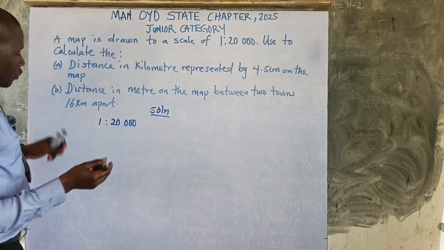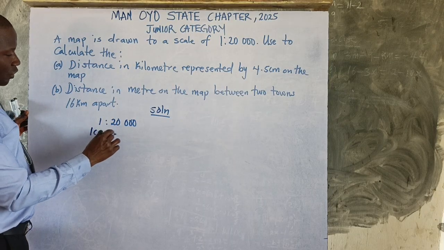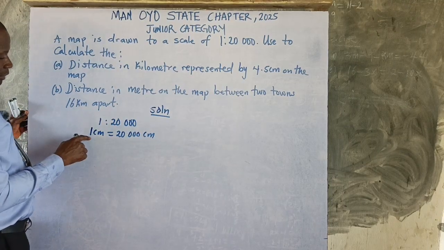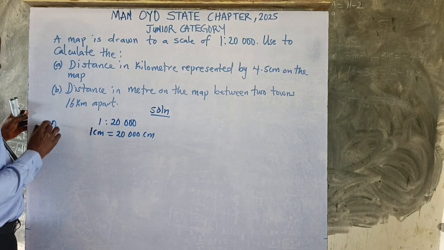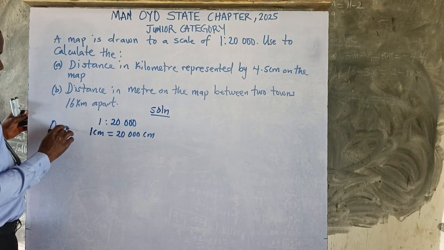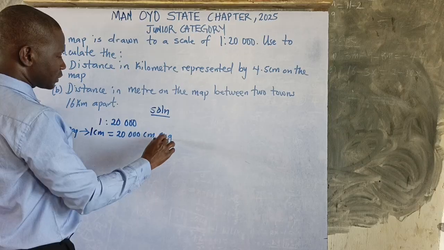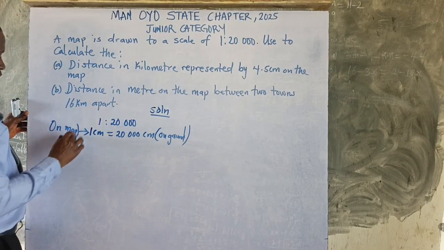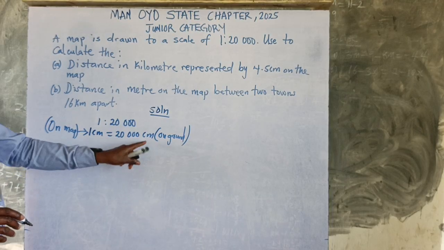So now we are going to convert it. That is, we have 1 centimeter equals 20,000 centimeters. So this is on the map, and this one is on the ground. That is, 1 centimeter on the map equals 20,000 centimeters on the ground.